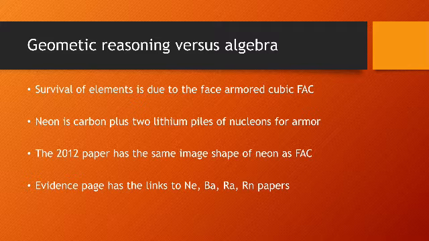I'm using then inductive reasoning to go from iron to all the other elements. And the paper from 2012 has the same shape in neon as the face-centered cubic. Neon is made with 2 lithium piles of nucleons for armor. And this is a good time for me to turn my camera around at some little small models I'm going to show you here.